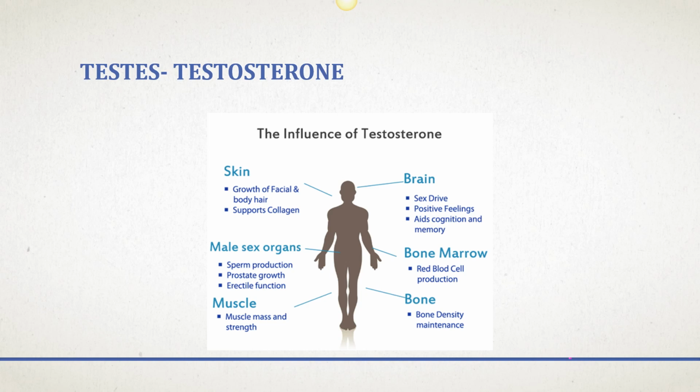And now we get to the gonads. The testes produce testosterone, and this is the major male sex hormone. So it's going to regulate all of the major male sex characteristics. But it also does a lot of other things. For the skin, it's responsible for inducing the growth of facial hair and body hair, and it supports collagen production. For the brain, this is responsible for sex drive, positive feelings. It aids in cognition and memory.